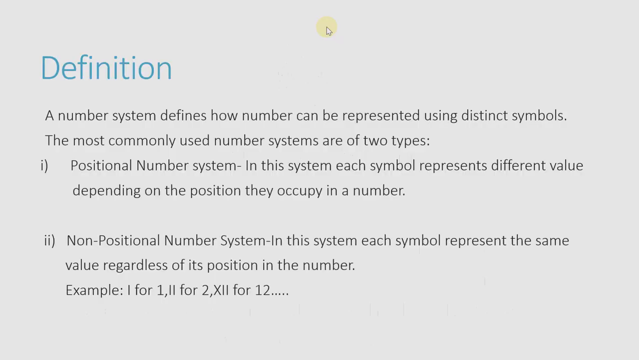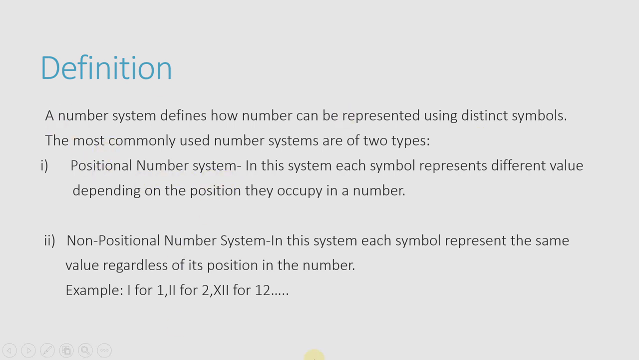Basically, what is a number system? A number system defines how numbers can be represented using distinct or different symbols. Suppose I want to represent a number, that number is represented by using different symbols. So basically we have two types of number system. One is known as the positional number system.